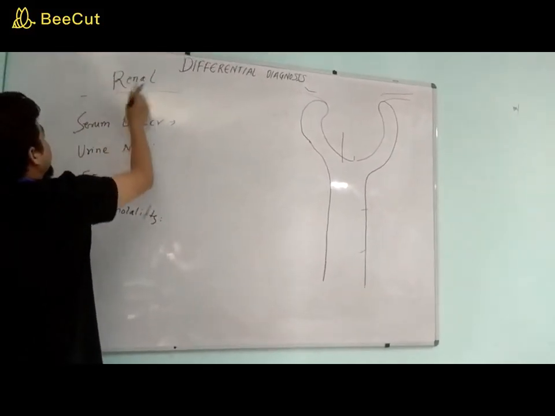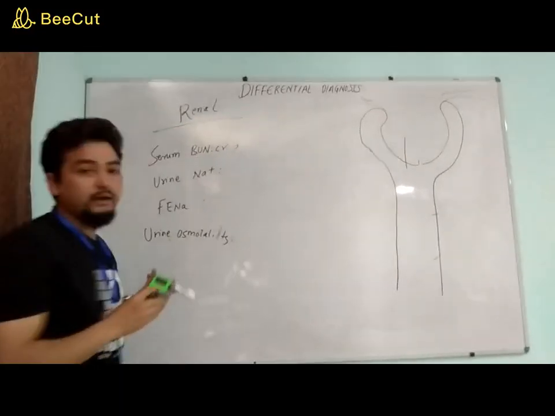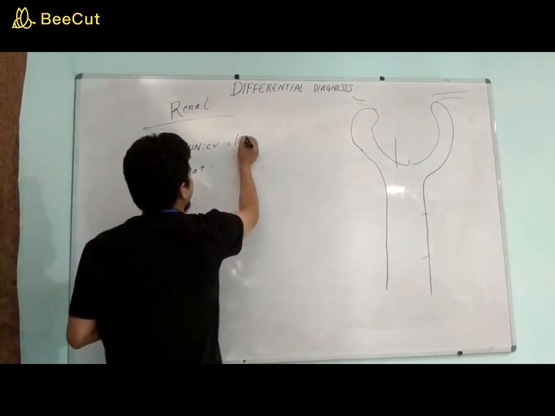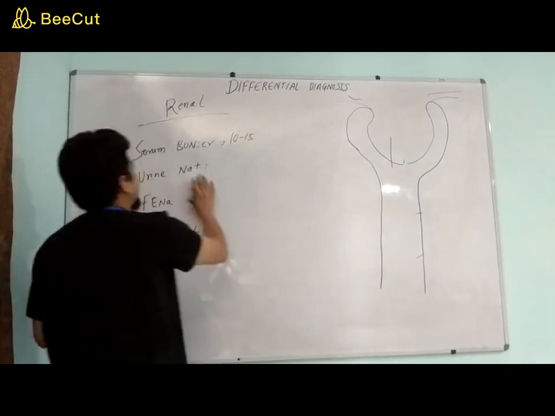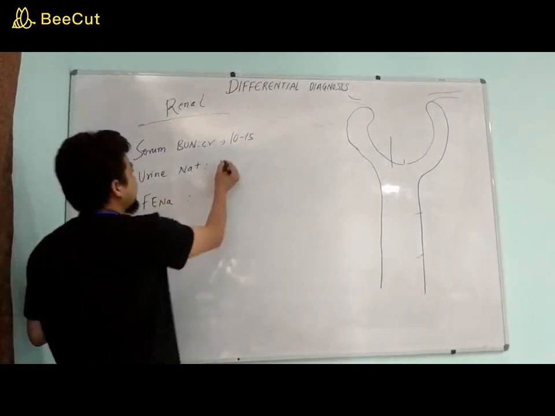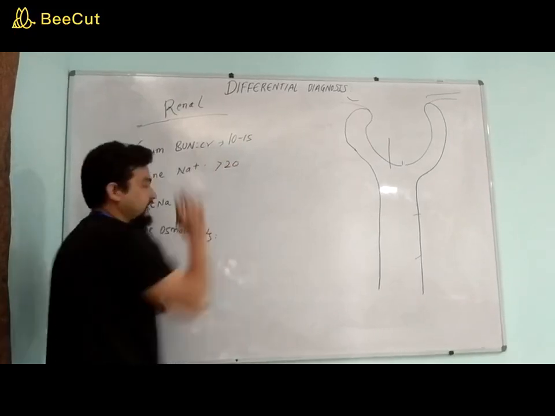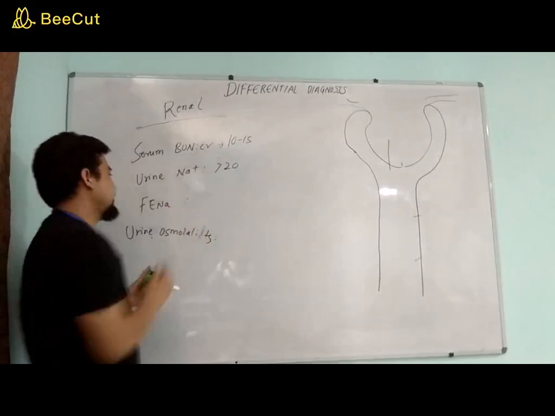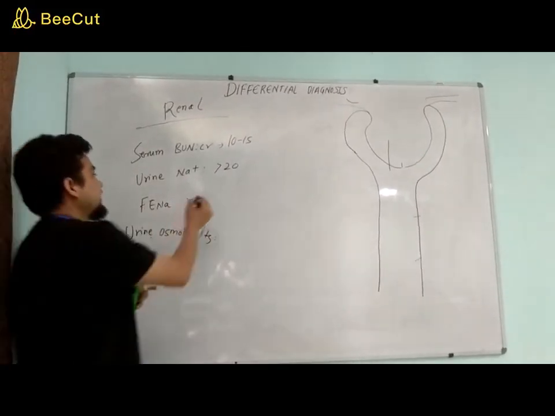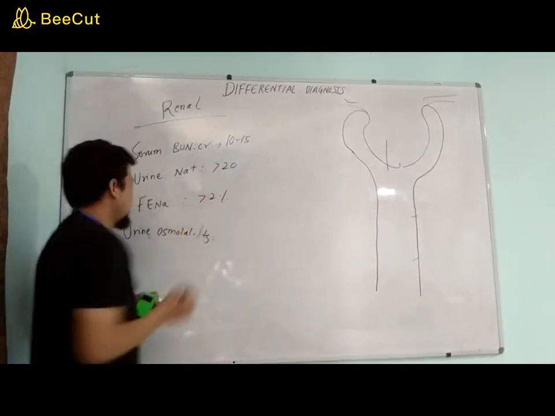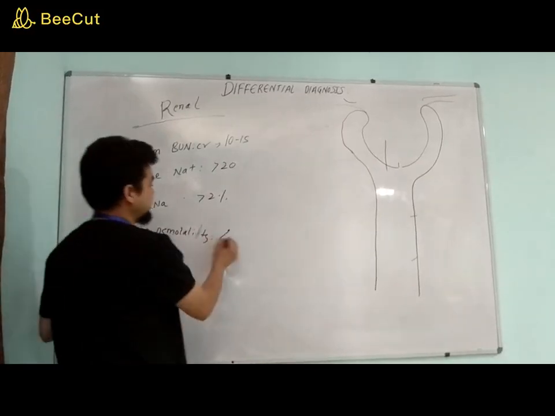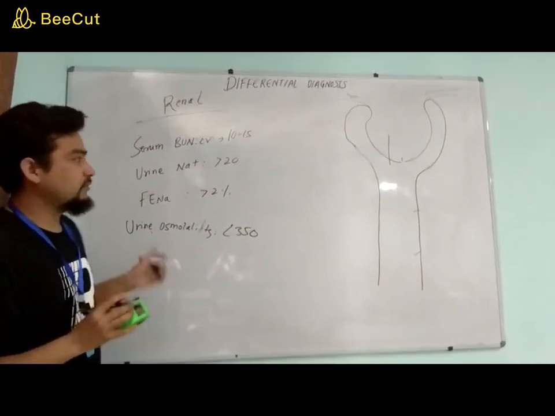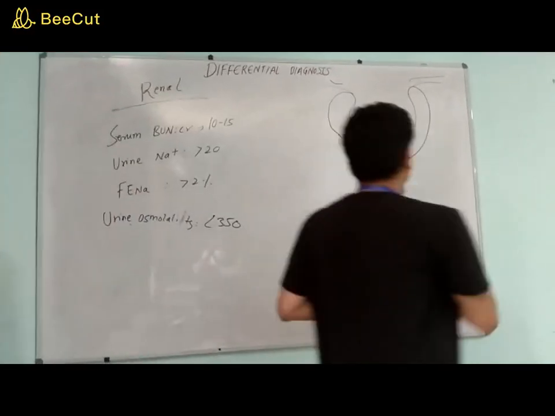Renal. In renal disease, the BUN to creatinine ratio will be 10 to 15. Urine sodium will be greater than 20 millimole per liter. The unit is the same; since it is a ratio, there is no unit here. FENa is greater than 2% and urine osmolality is less than 350 milliosmol per kg. Now let's discuss the reason behind it.